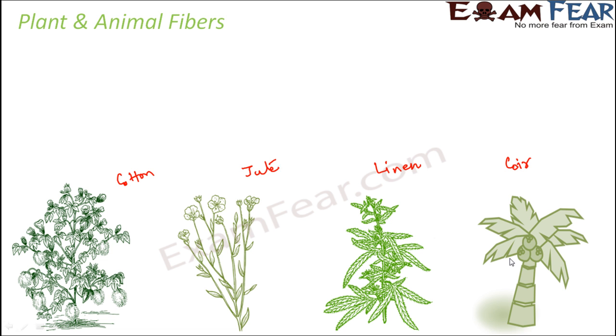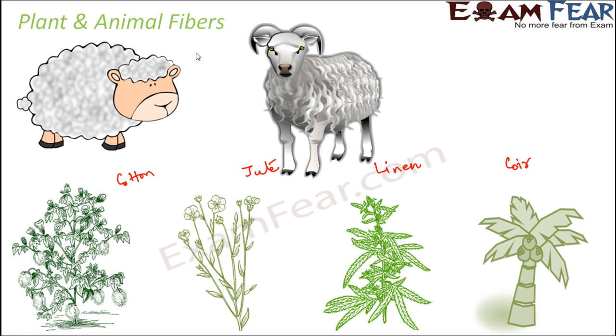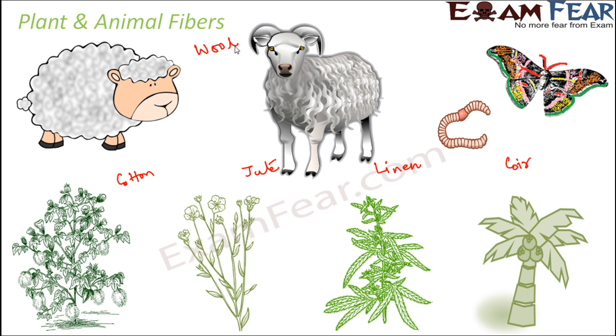Now, certain fibers are also obtained from animals, for example wool, which is very commonly obtained from sheep and yak, and a few other animals like goat, camels, etc. We have silk, which is again a natural fiber obtained from silkworms.